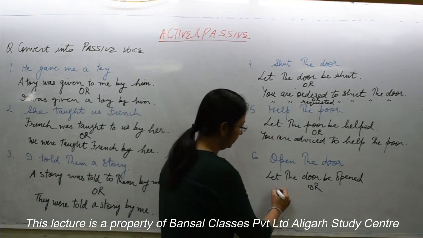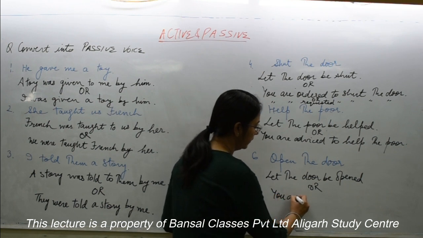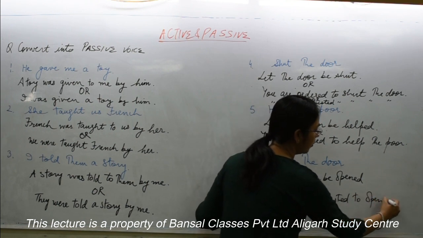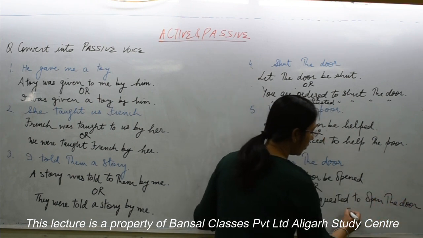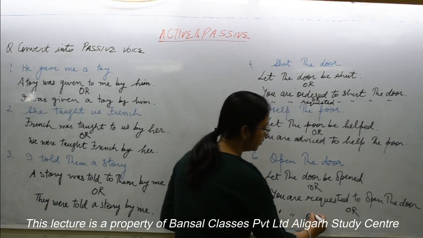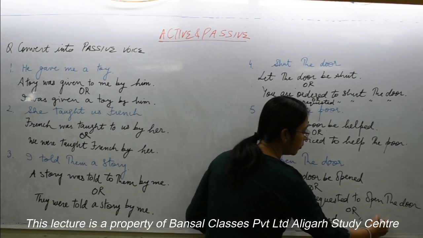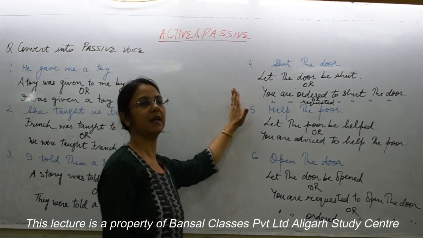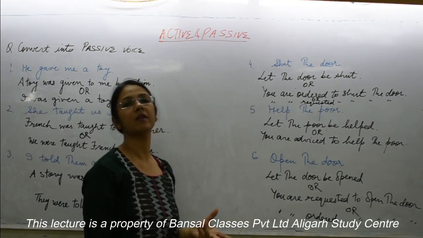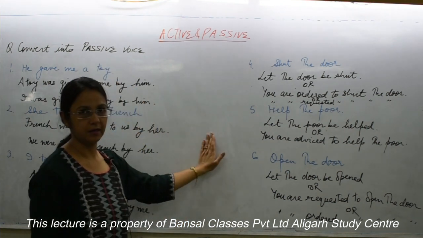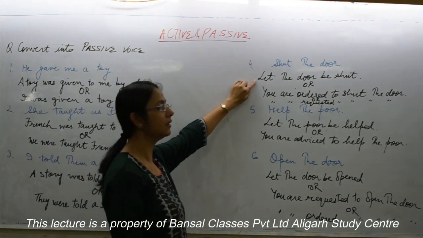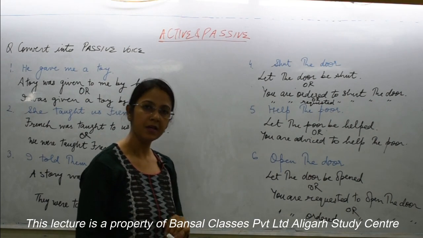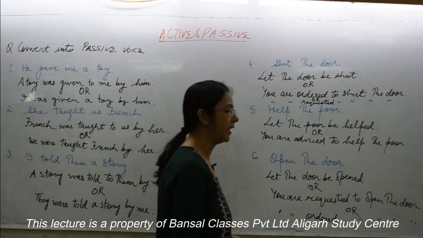You are requested to open the door, or you are ordered to open the door. Similar. So these are the forms in which, if you don't understand whether it's a request or an advice or a command or an order, just simply take the let option. Let the door be shut, let the poor be helped, and let the door be opened. So now moving on to next sentences.